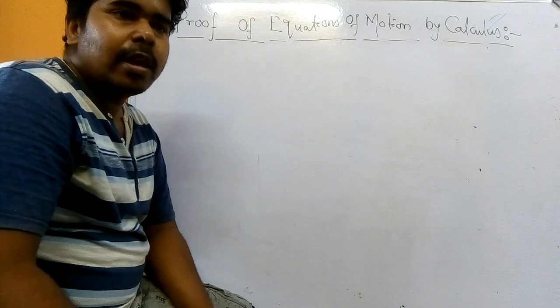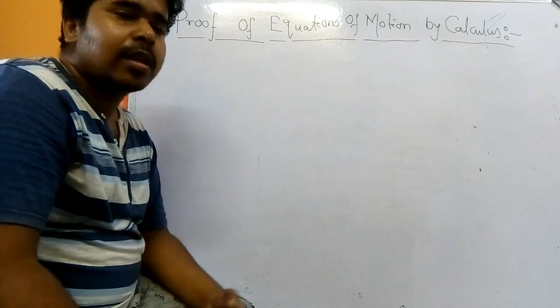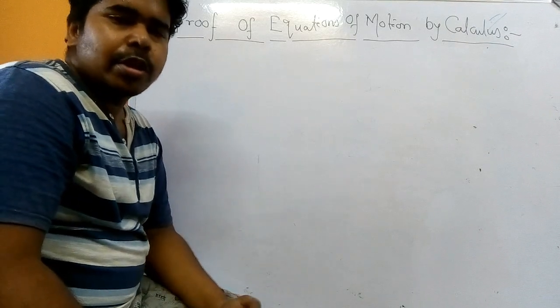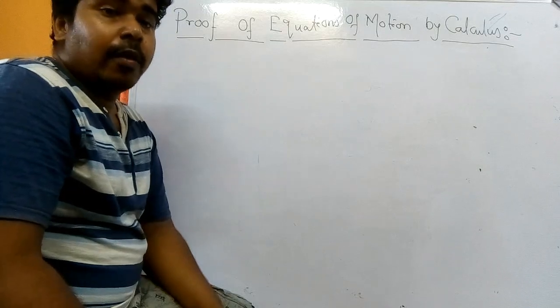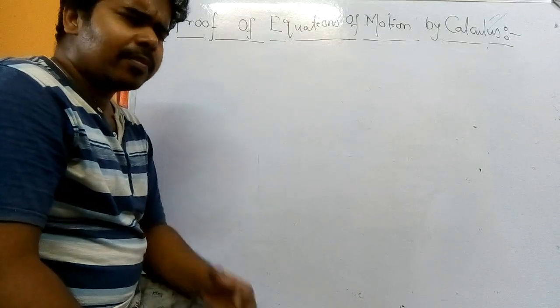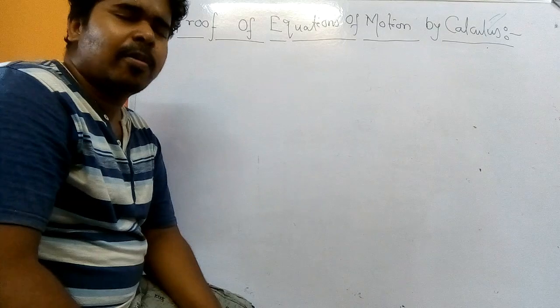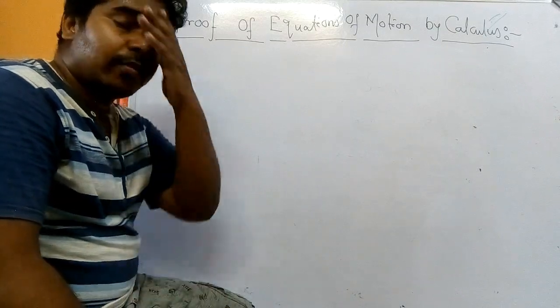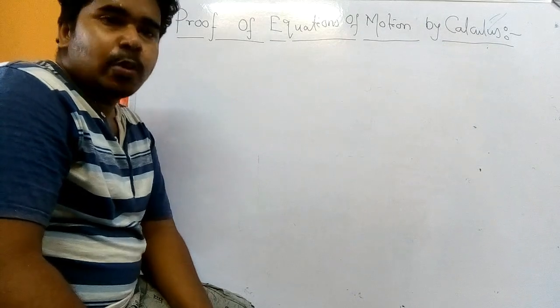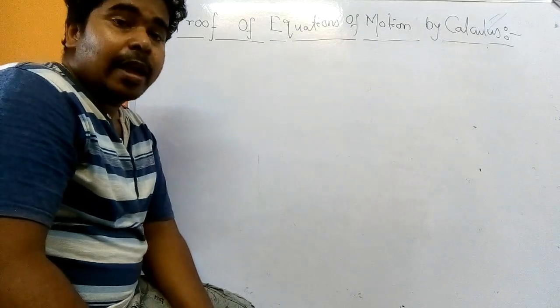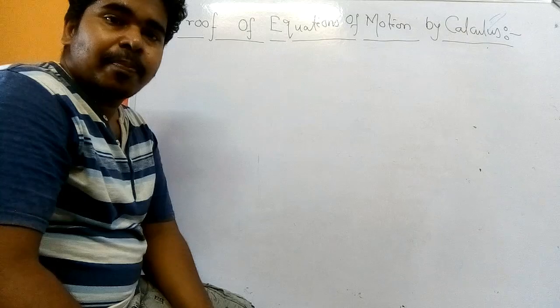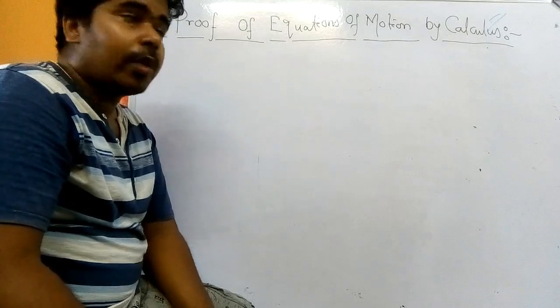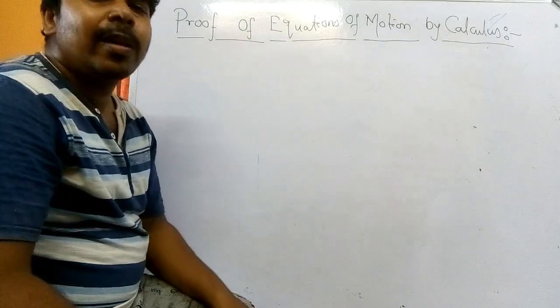So you have learned about equations of motion in class 9. Three equations of motion you have learned, that is v equals u plus at, s equals ut plus half at square, v square equals u square plus 2as. Okay, and you have proved it by the general way and by the graphical method. Here the same equations we have to prove with the help of calculus.